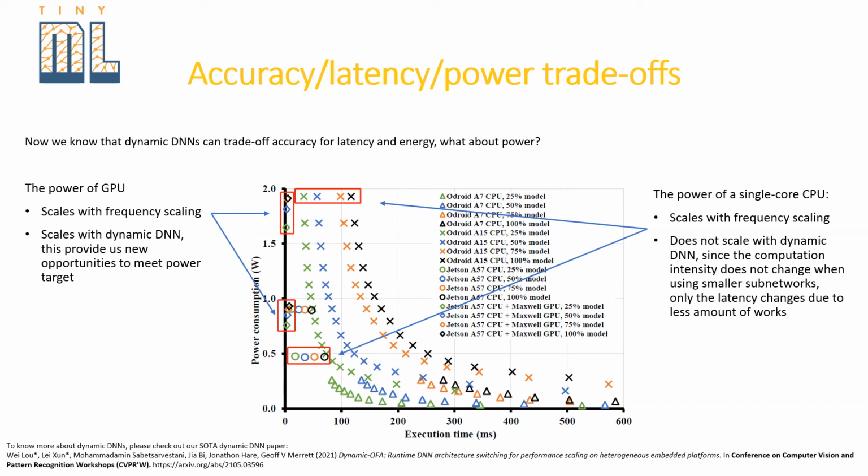In summary, we think studying the trade-off opportunities in machine learning models and combining them with the traditional frequency and voltage scaling is the key to deliver better performance trade-offs. In this way, the system can consistently meet the performance target when the hardware resources are dynamically changing at runtime. If you want to know more about dynamic neural networks, please check out our CVPR workshop paper.